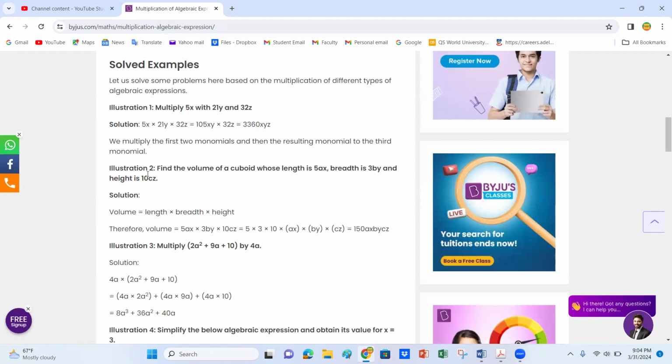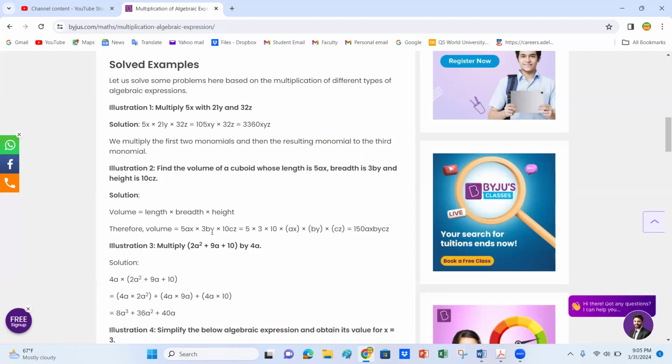Okay, now illustration 2. Find the volume of a cuboid. Volume means length into breadth into height. If its length is 5ax, breadth is 3by, and height is 10cz, I will multiply length into breadth into height. So 5ax multiplied by 3by multiplied by 10cz. Constants will be multiplied with each other: 5 3s are 15, 15 10s are 150. So its result is 150.